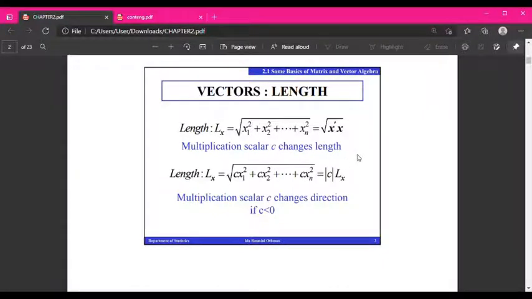Okay. So, when there is a scalar, like the cx earlier, we can take out the c from the matrix. And then, put the modulus, meaning the value will be positive. Then, multiply with the length of that vector.